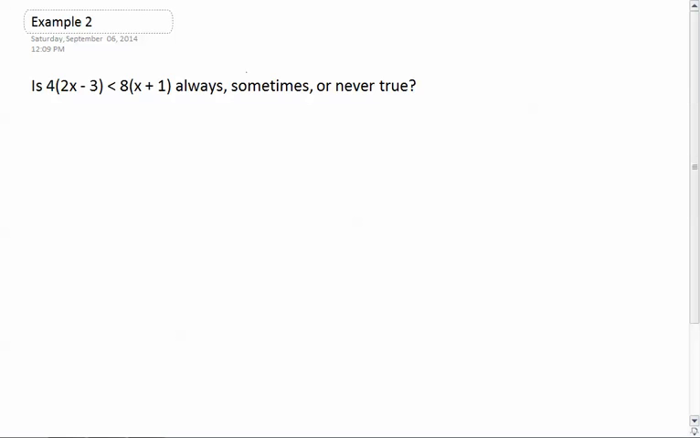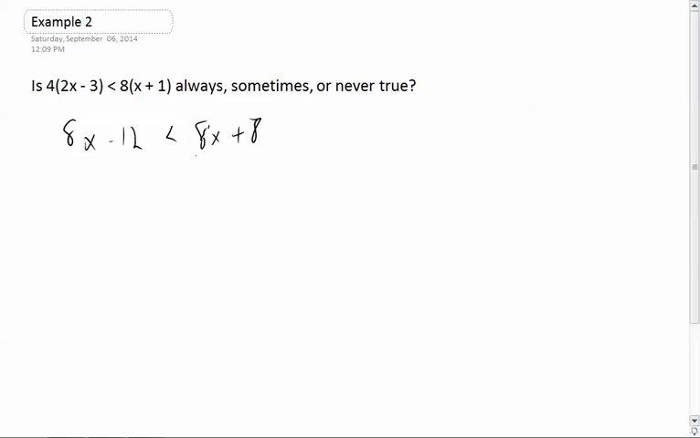They ask here, is this always, sometimes, or never true? Well, let's look at this example here and see if it works. So if I have something like this, I'm going to start this off here and say, well, that's 8x when I distribute, and that'll be minus 12. That's going to be less than 8x plus 8. Now let's see how that works out there.